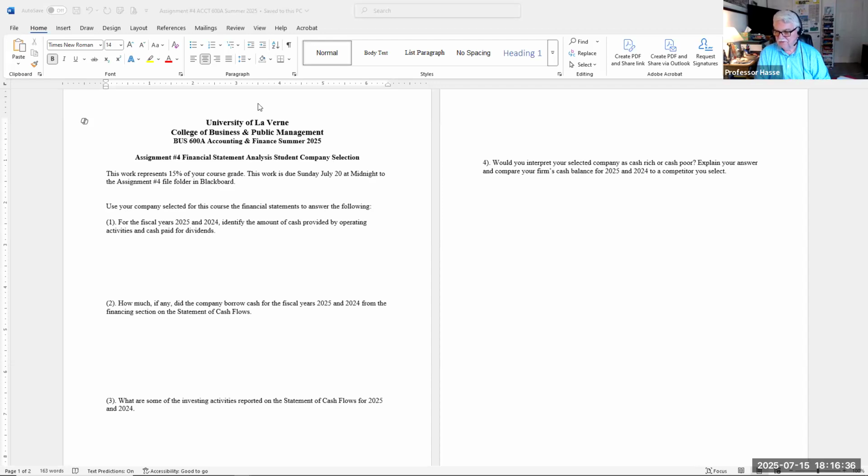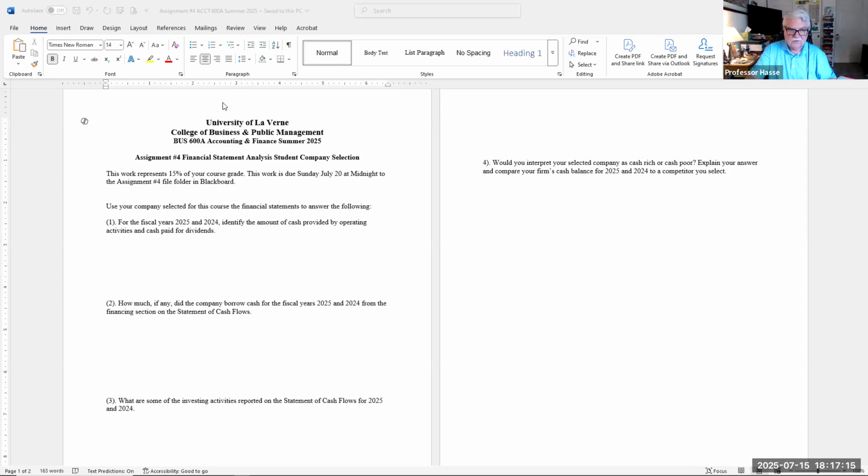By looking at the firm's cash balance for 25 and 24, and also compare it to a competitor that you select of your company. For example, if I was Melissa, and I'm probably helping out Melissa by this, she has Coca-Cola. Well, I probably would go out and pick PepsiCo as a competitor, and I would take a look at their cash position and compare it to my company's. Am I cash rich or cash poor? Your definition of that is for you to find out and compare it to a competitor of your company.